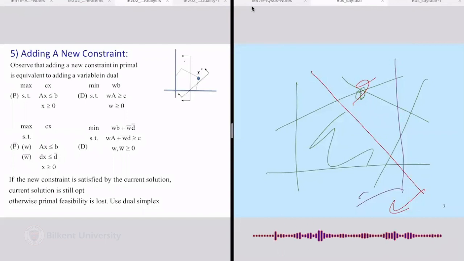But let me repeat the question. Now, we have discussed that with primal feasibility we may lose feasibility. Let's say the solution remains feasible. What can I say? Can it be not optimal?